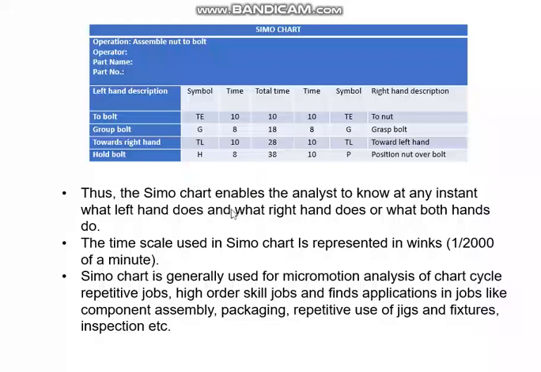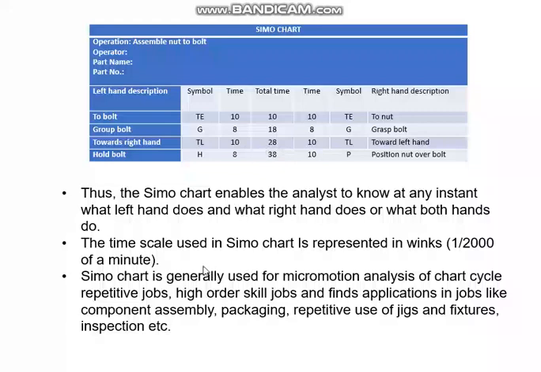Thus, the SIMO chart enables the analyst to know at any instant what left hand does and what right hand does, or what both hands do. See, if you take any horizontal line like this, at that time what left hand is doing, what right hand is doing, you will know. So simultaneously you'll be able to know just by going horizontally at any part of this SIMO chart.